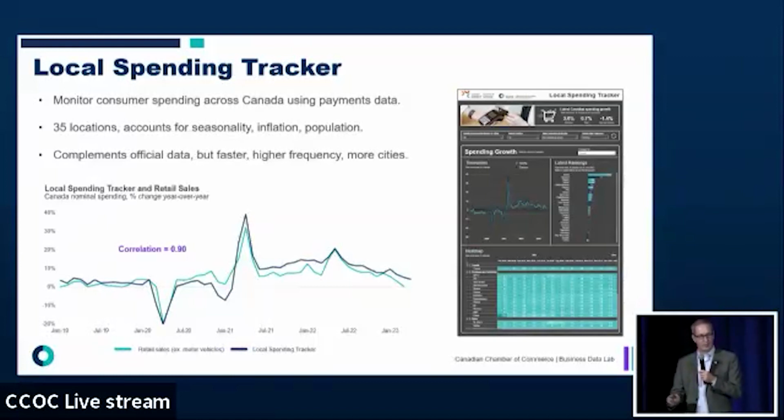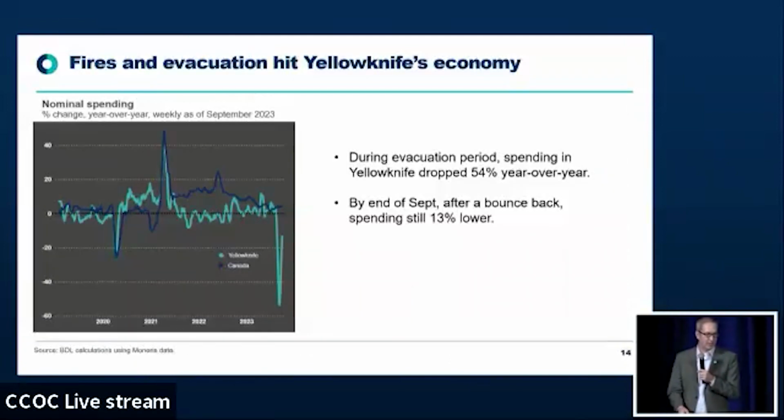We have weekly data as opposed to monthly data, and we offer data for cities that StatCan doesn't offer data for. So the chart there on the bottom shows you the top blue line is our local spending tracker. That's just looking at year-over-year growth rates of that. And then the official data from StatCan is the aqua, lighter blue line. And you can see that those two track each other quite well, except that the blue line is giving you more information because it's coming out sooner than the lower line. So that's the spending tracker.